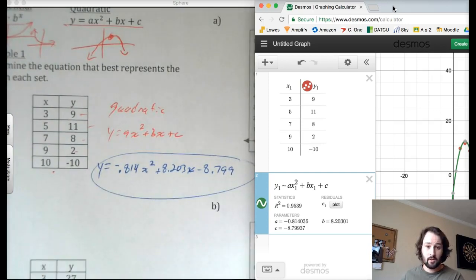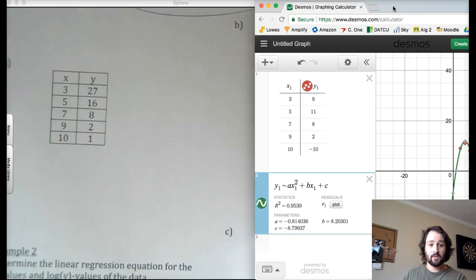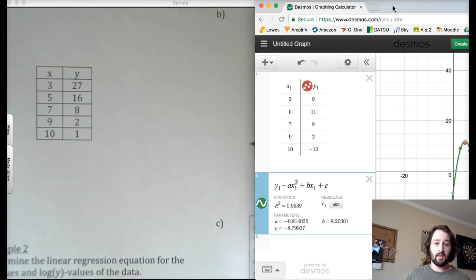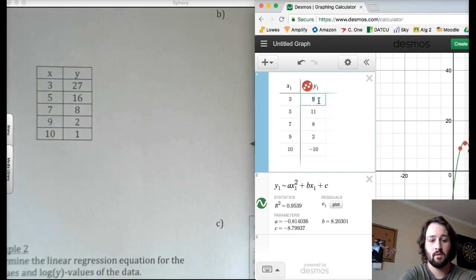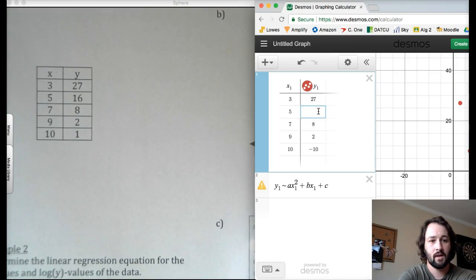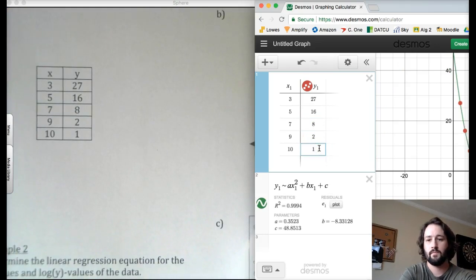That's what they're asking you to do. Cool. That's it. All right. Moving on then. So similarly, we're going to find the regression model for this data. So I have (3, 27), (5, 16), (7, 8), (9, 2), (10, 1).